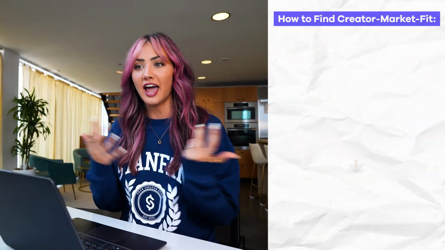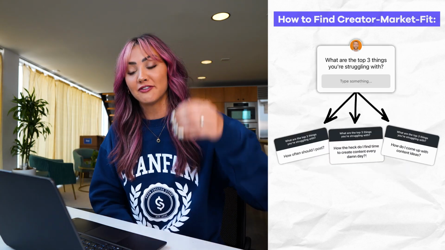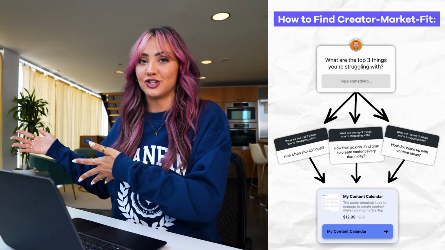And that's why it's so easy to do this on your story, because all you have to do is use the Ask Me Anything sticker and just say, what are your top 3 struggles right now? And then once you get those answers, you'll be able to see firsthand what your audience is struggling with, so then you'll be able to solve that issue in your guide.